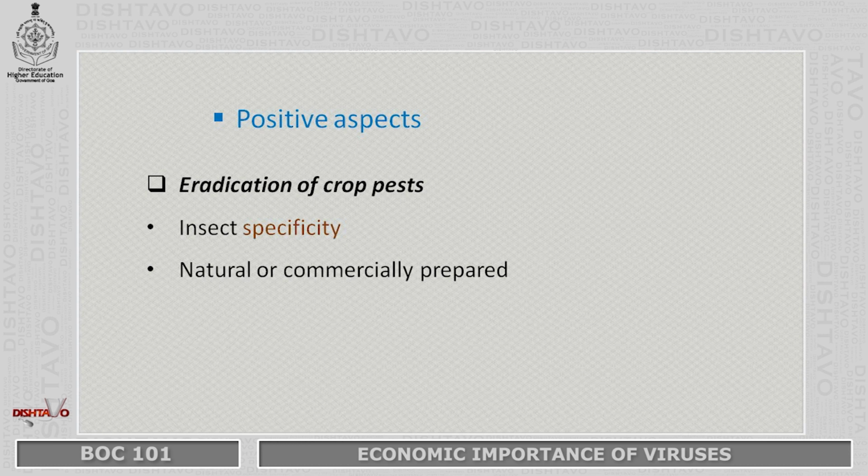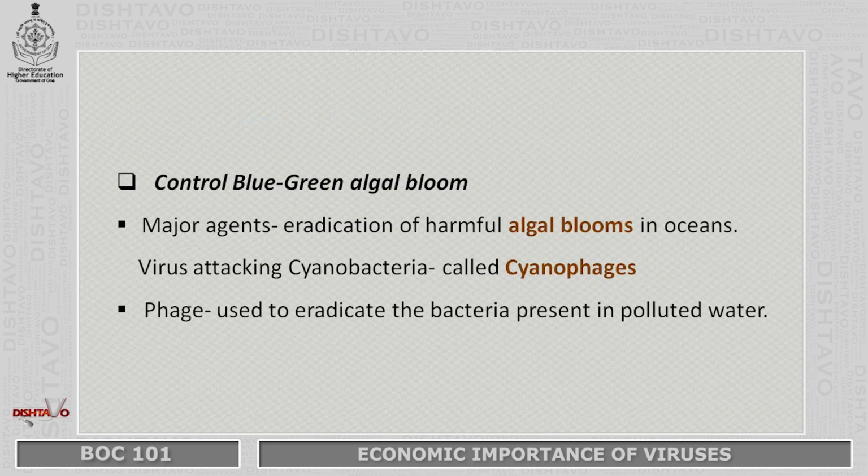The viruses can be naturally available on the plants, that is on the leaves, stem, roots, or they can be present in the soil. They can even be commercially prepared, that is, dilute solutions of virus are made and this solution is sprayed on the particular parts of the plant which is infected with the crop pest. When the pest ingests this virus, the virus enters the body of the pest, reproduces inside, and this leads to the death of the pest.